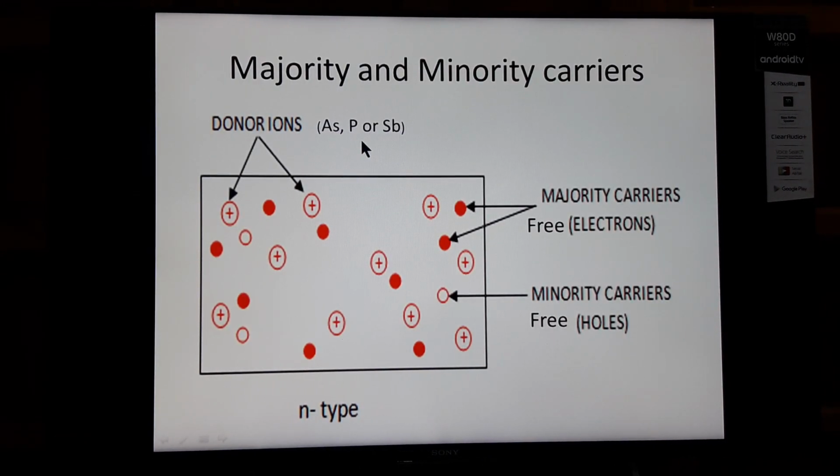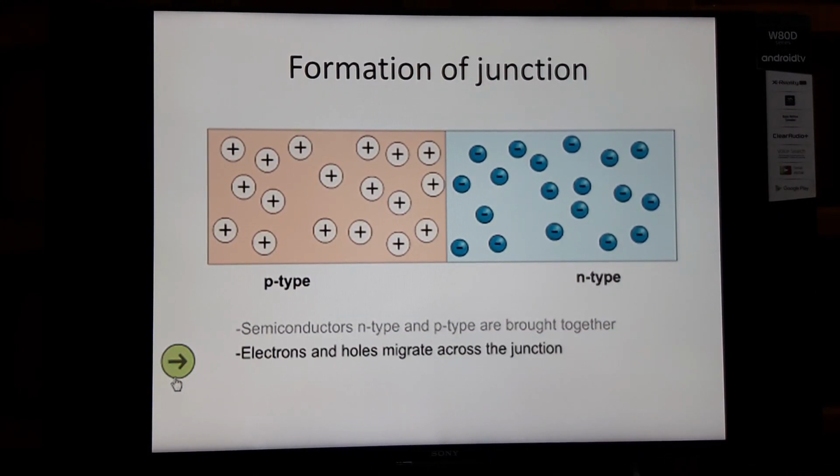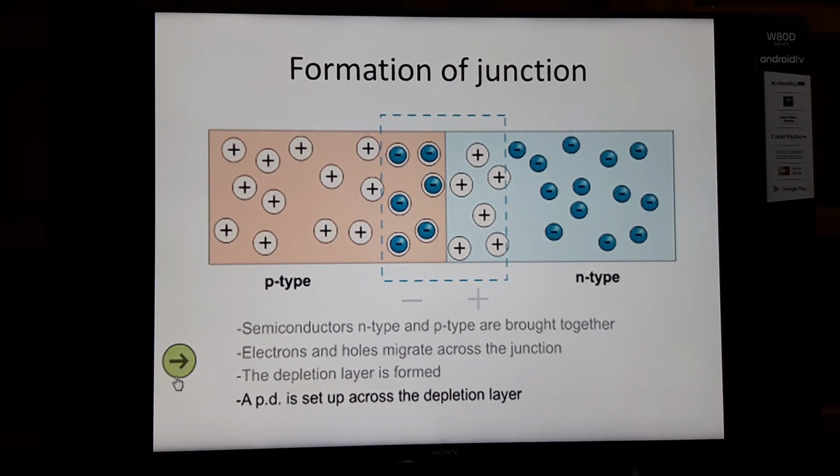About the concept of majority and minority carriers, here we note that for an N-type material with a dopant atom like antimony, phosphorus and arsenic, we get an excess number of free electrons in the conduction band, and these electrons, due to their high number in the conduction band compared to the holes, are termed majority carriers. Here note that when P and N-type materials are brought together, the electrons and holes migrate across the junction to form the depletion layer and a potential difference.